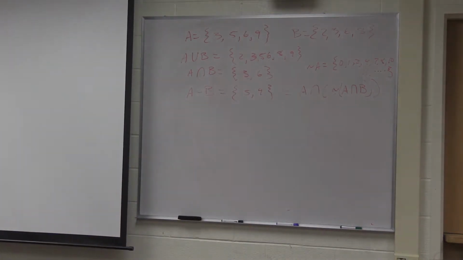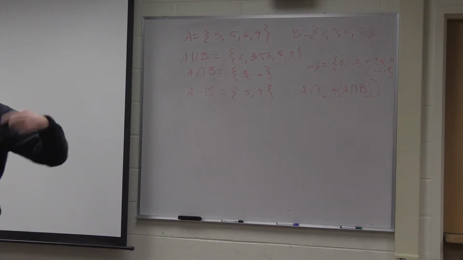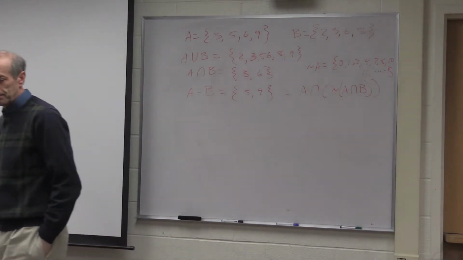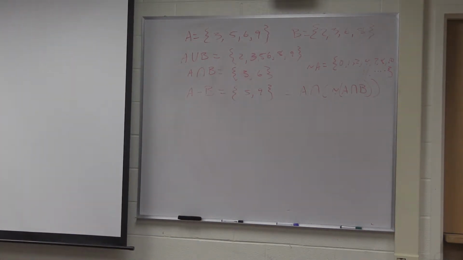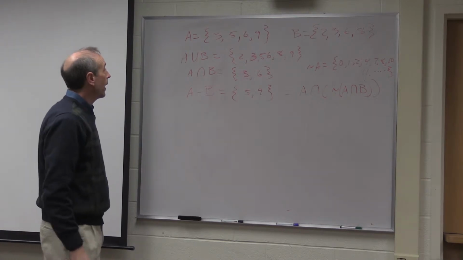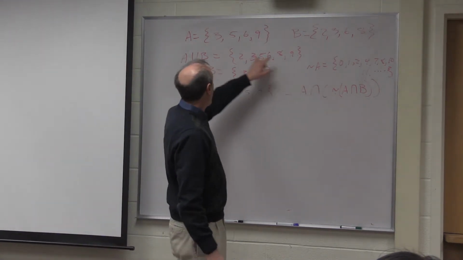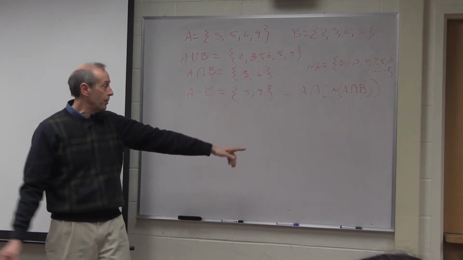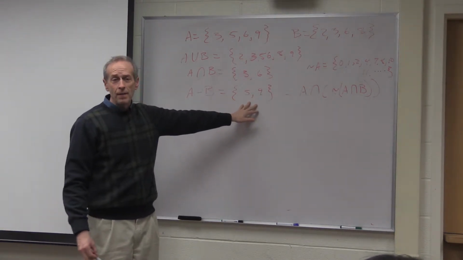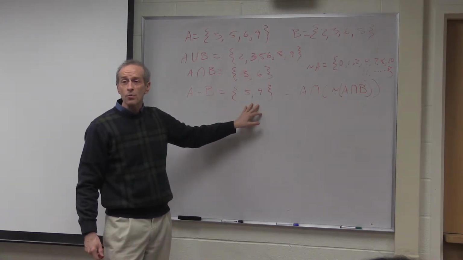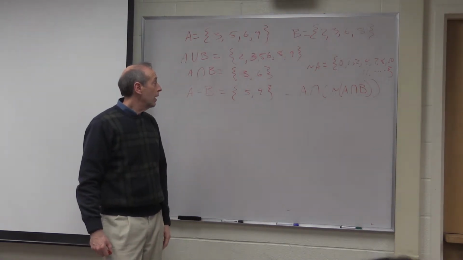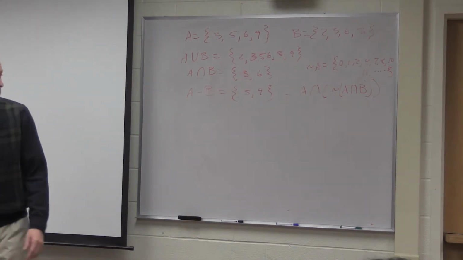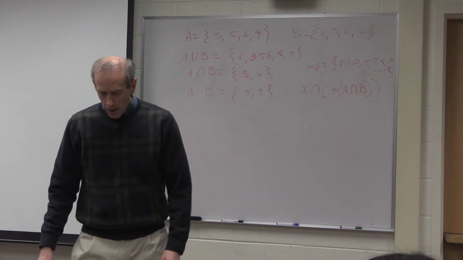You do the intersection, complement that, and then do the intersection again against A. So the intersection of A and B, as we know, is 3 and 6. We complement that, that gives us everything but 3 and 6. That keeps the 5 and the 9 around. That's why we do that. And it doesn't add anything to the set.